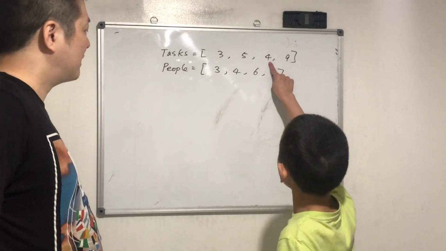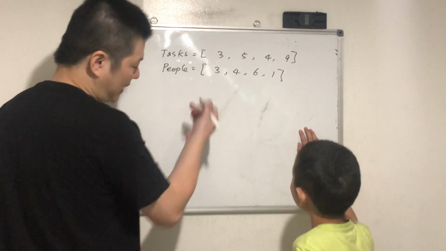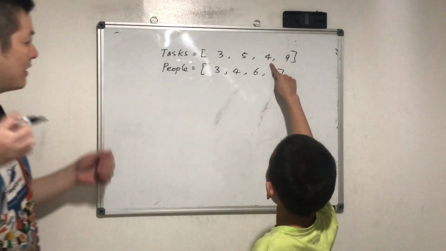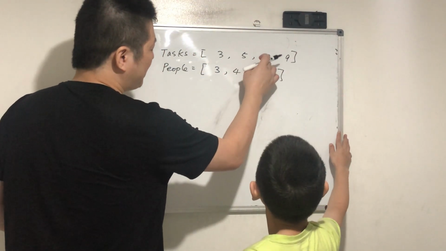Can he do that one? 6 and 4, yes. But 1 can't do any. How about if it's the same? It's the same. Yes, 4 can. It just has to be bigger or equal.